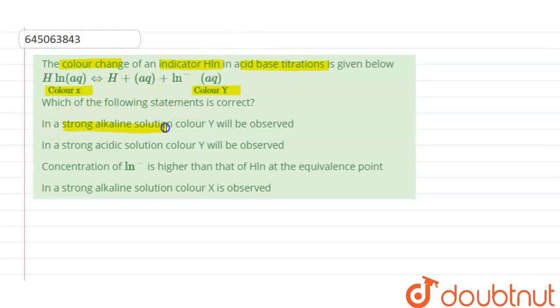In strong alkaline solution, color Y will be observed. In strong acidic solution, color Y will be observed. Concentration of IN minus is higher than that of HIN at equivalence point. In strong alkaline solution, color X is observed.